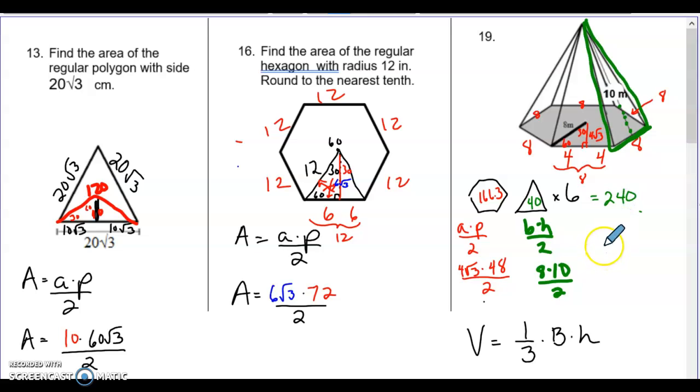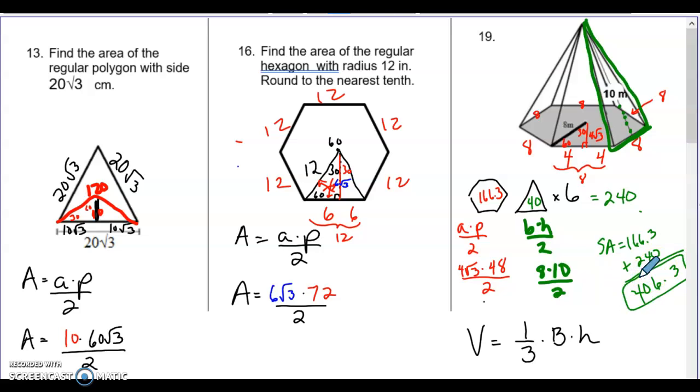All right. So my surface area would be 166.3 plus 240, all of the triangles. All right, so that would be 406. All right, there we go.